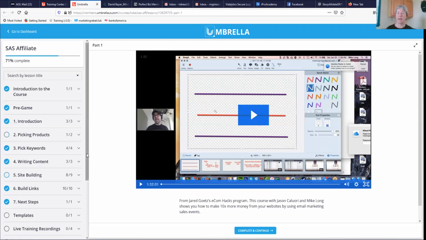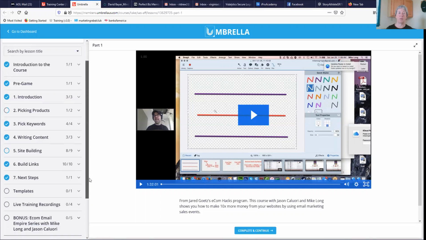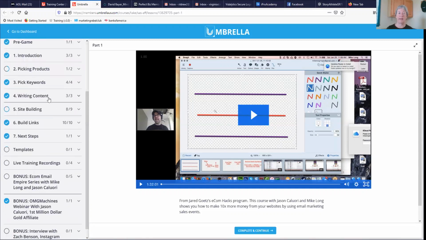They also have templates that show exactly what is supposed to be included in the content, because that's one of the toughest parts, is trying to figure out what you're going to write. You know what you're writing about because it's a product, but you don't know what it is that you're actually writing. And site building, it talks about how to go into Groove funnels or Groove pages and actually build a site. It's like a look over my shoulder type of thing.